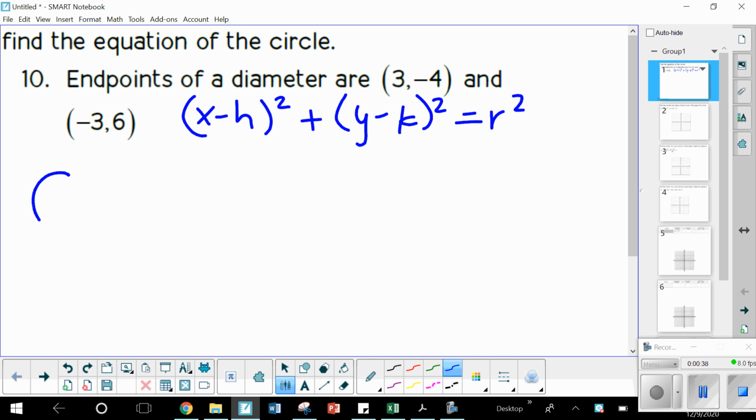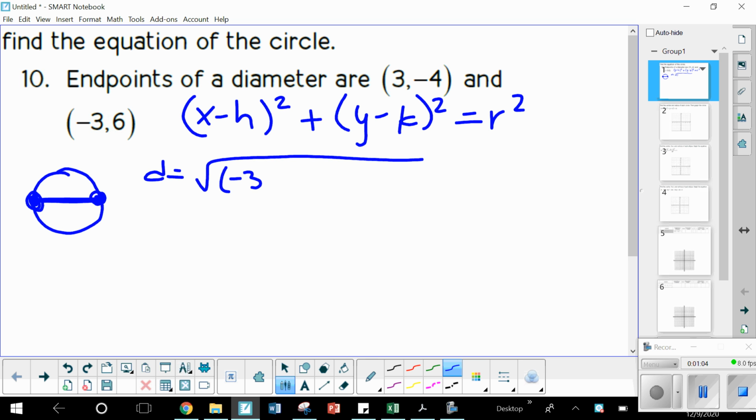Well, let's think about this. If I had a circle and they told me that there's one of the ends of the diameter and there's the other one, if I use the distance formula and then cut it in half, that will give me the radius. So to find the distance between these 2 points, just go ahead and do the distance formula. We'll find the radius here real quick. So distance is going to equal the square root of (x2 minus x1) squared plus (y2 minus y1) squared.